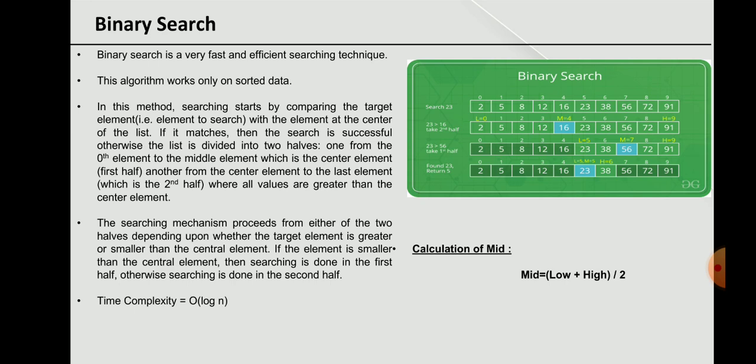The searching mechanism proceeds from either of the two halves depending on whether the target element is greater or smaller than the center element. If the element is smaller than the center element, then the searching is done in the first half, otherwise searching is done in the second half. So this is all the theoretical description, and the time complexity is O of log n. Now we will see in detail in the diagram.